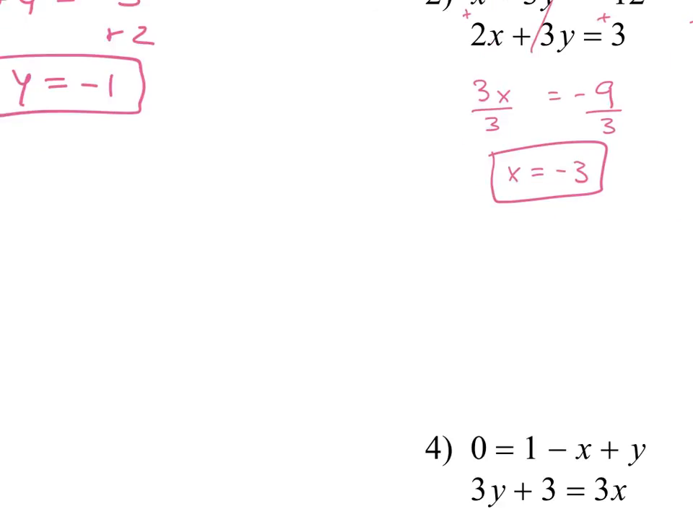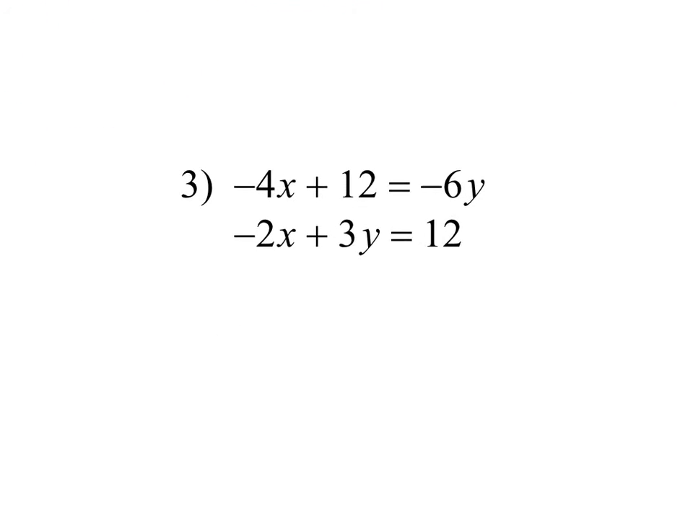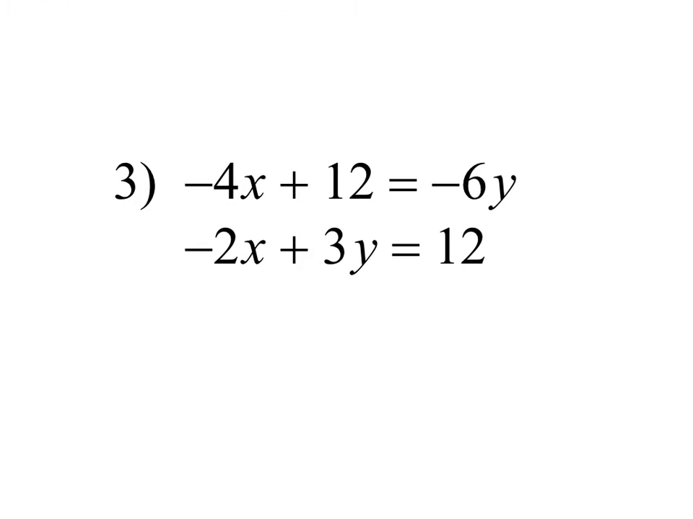All right, let's take a look at number 3. So here we see that we don't have anything that we can just cancel out right away. And we don't have our y's lined up. We have a y over here and a y over here. So first thing I'm going to do is line up our x's and line up our y's.